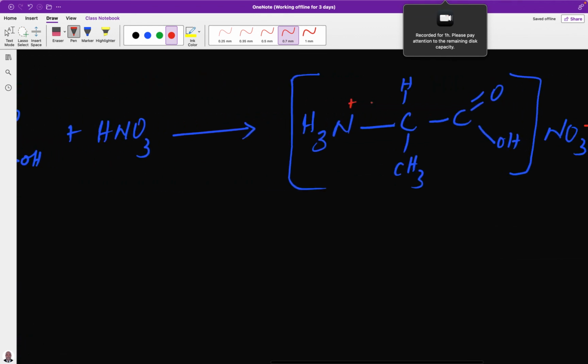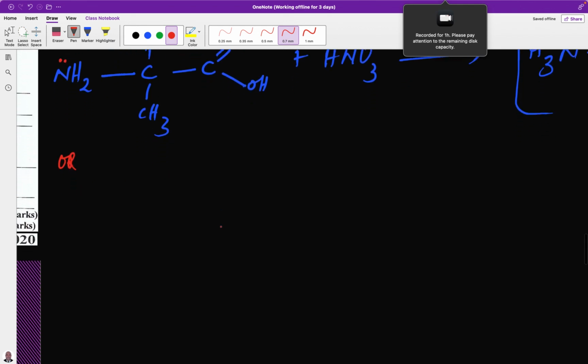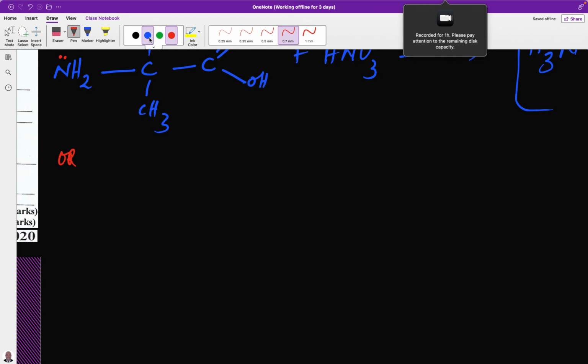Another alternative way of writing it is like this. Remember that in a neutral solution, this is how the group exists: H3N plus, CH, CH3, COO minus.